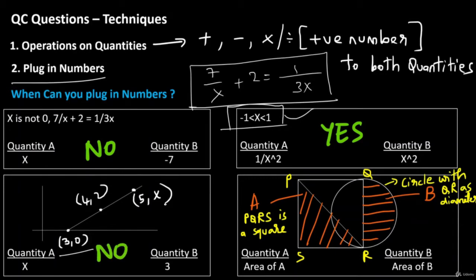You have to find the value of x and then establish whether quantity A or B is greater, right? You cannot do it because the slope of this line is fixed, right? Okay, now what about this question over here?